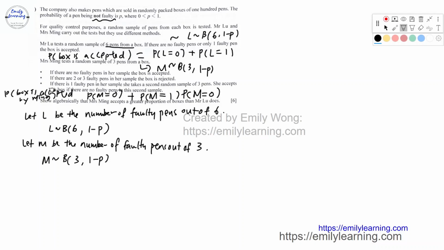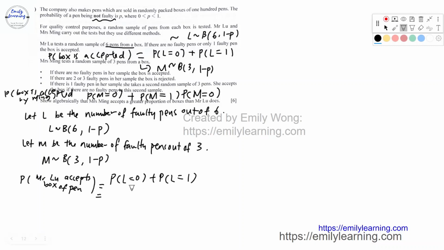Okay. Next, you're asked to show algebraically that Mrs. Ming accepts a greater proportion of boxes than Mr. Lu. So you need to show that this probability here is greater than this probability. So let's do this. The probability that Mr. Lu accepts a box of pens will be equal to P of L equals 0 plus P of L equals 1.